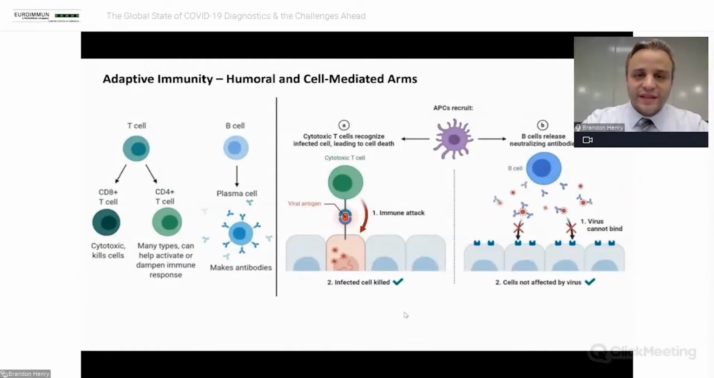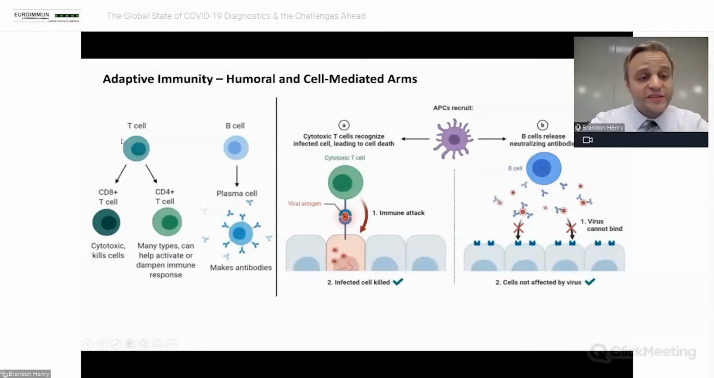So going back to that adaptive immunity, because we're going to talk a lot about measuring this, we have two main components of adaptive immunity. So we have the humoral arm and the cell-mediated arm. The humoral arm is mostly, we're going to talk about the B cells here. B cells are the cells that really produce antibodies, right? They become plasma cells, and these plasma cells produce large amounts of antibodies, most of which we hope are neutralizing.